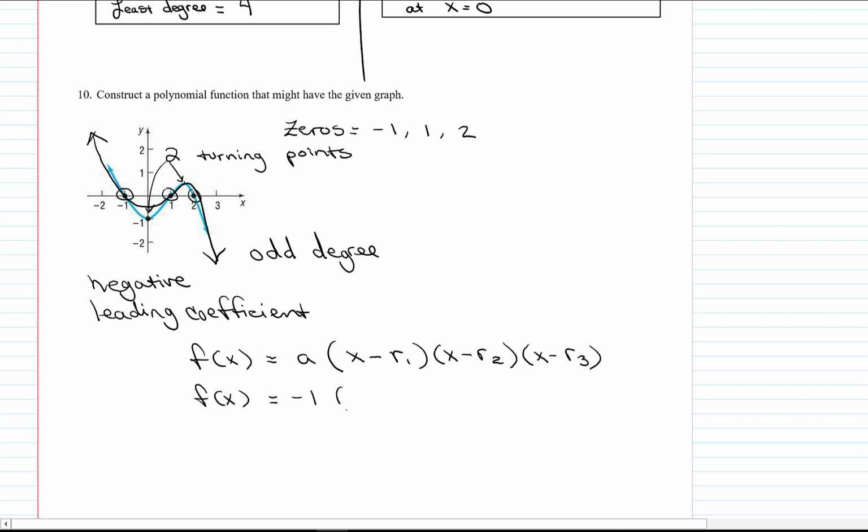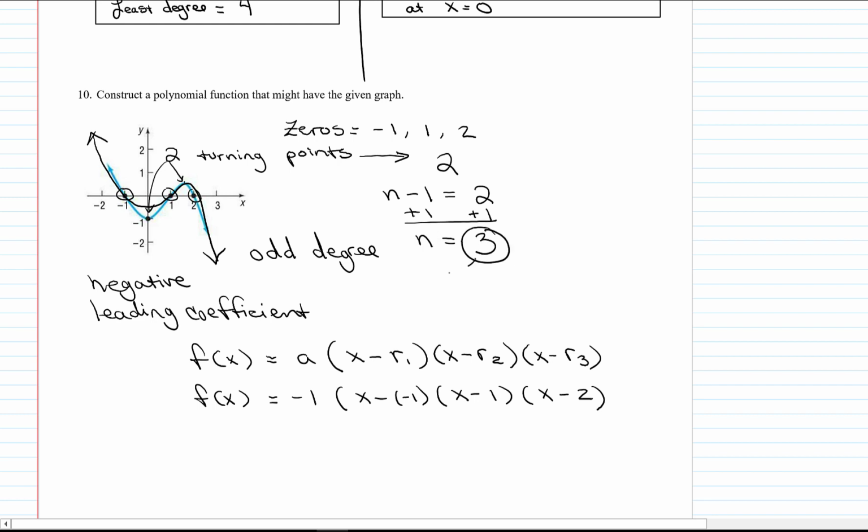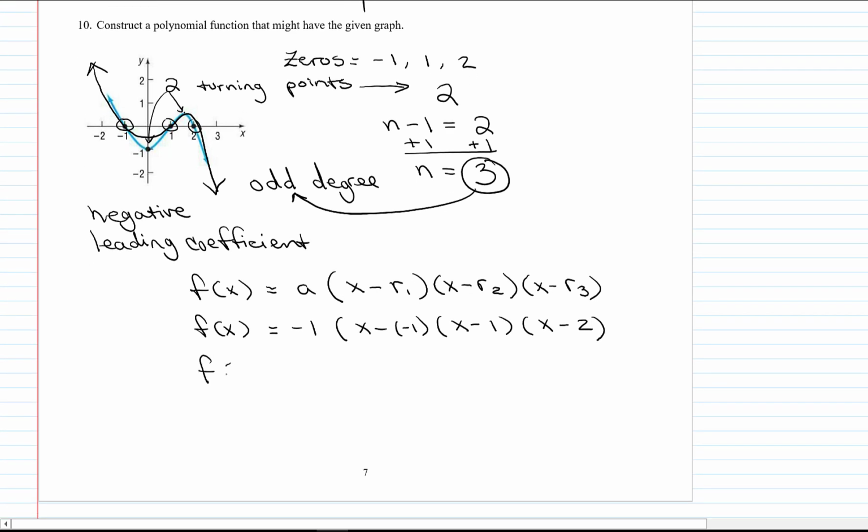For the a, I'm going to just use a -1. And then r sub 1 is going to be -1, r sub 2 is going to be 1, and r sub 3 is going to be 2. And now let's just simplify it. And oh yeah, this makes sense because the number of turning points we had said was 2, so therefore n is 3. It's an odd degree, and here I've got 3 factors. So if I multiply this out, it would end up being x to the 3rd. So it looks good. So if I simplify this out, this is what I get. So this would be my final answer right here.